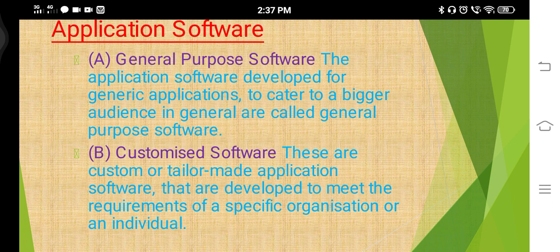Application software means that for a particular application we require application software. These are of two types. First one is general purpose and second one is customized. General purpose means the application software developed for generic applications to reach a bigger audience. In general, these are called general purpose software.